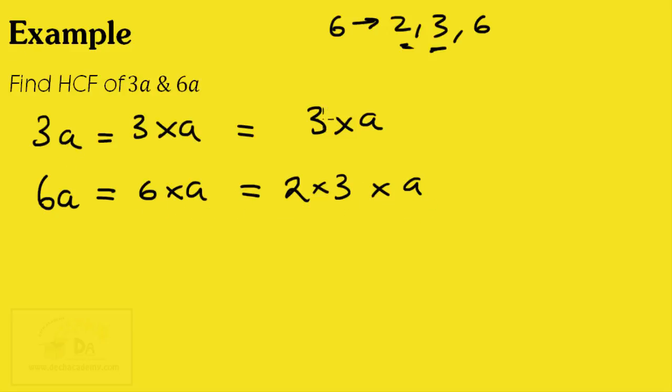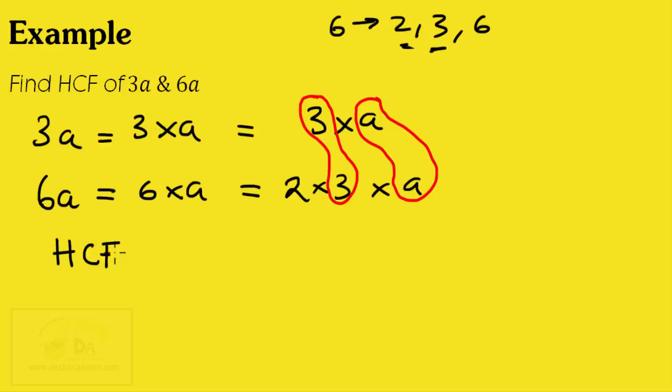Now, the common factors are 3 and a. So the HCF of 3a and 6a is given by the product of the common factors. It's given by 3 times a, which is 3a.